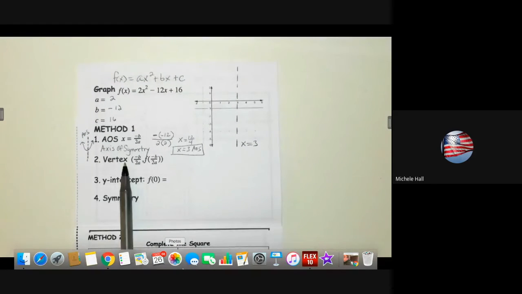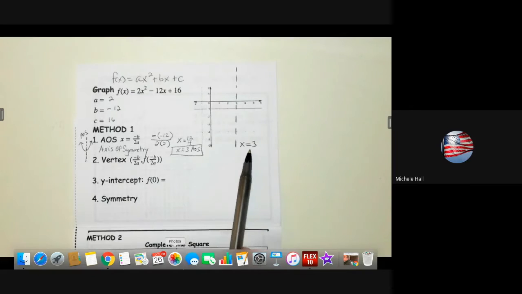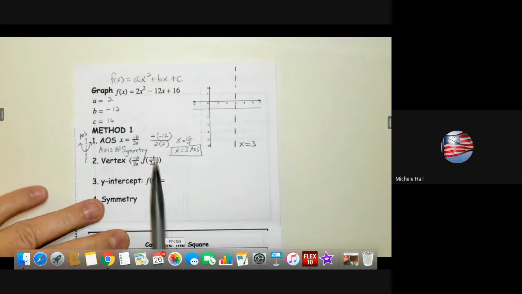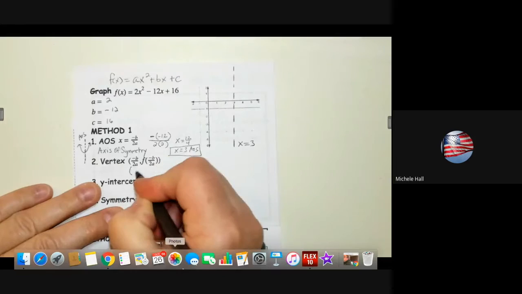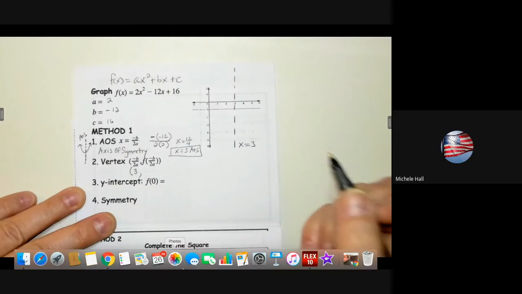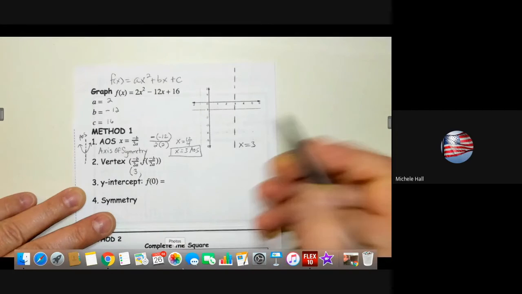Next, to find the vertex, I see negative b over 2a. That means that we take the number that we just found for x. X equals a number, and when I take that x and substitute it into the function, f of negative b over 2a, that'll give me my y value. I know that x is 3. All I need to do is substitute that into my function, and I will know what y is.